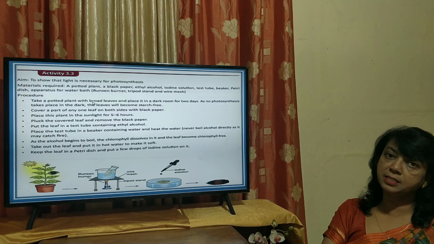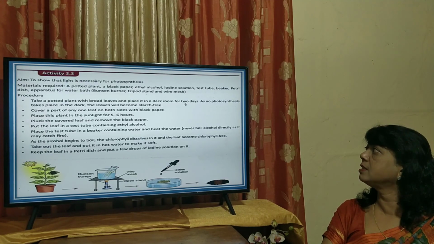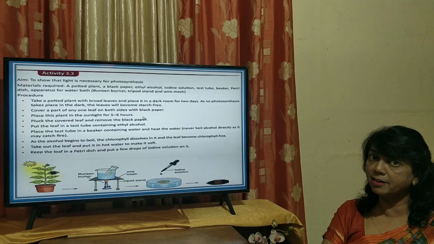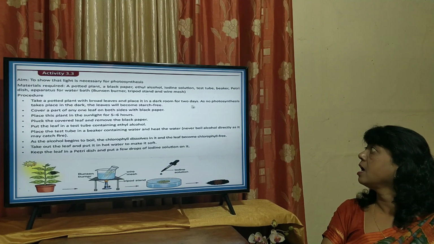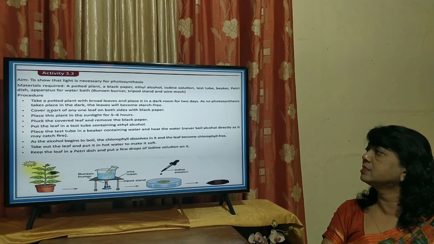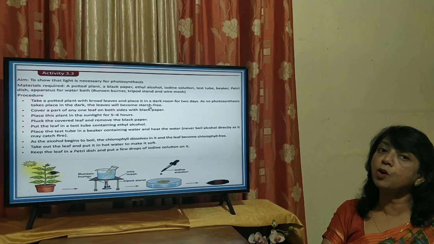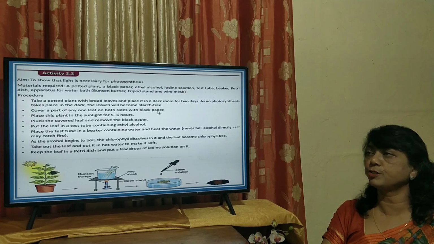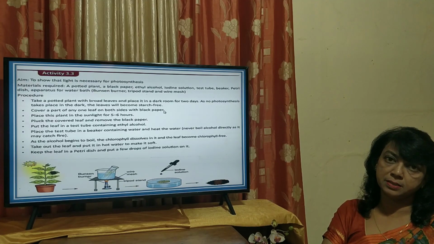Take a potted plant with broad leaves and place it in a dark room for 2 days. Again, 2 days means 48 hours. As no photosynthesis takes place in the dark, the leaves will become starch free. This is also known as destarching the plant. Cover a part of any one leaf on both sides with black paper.